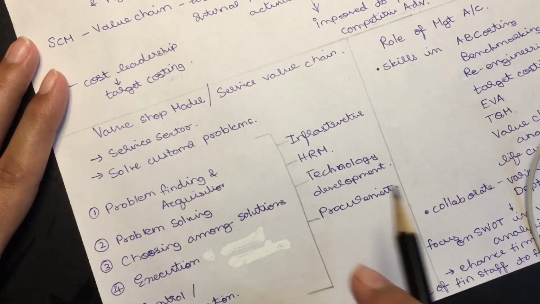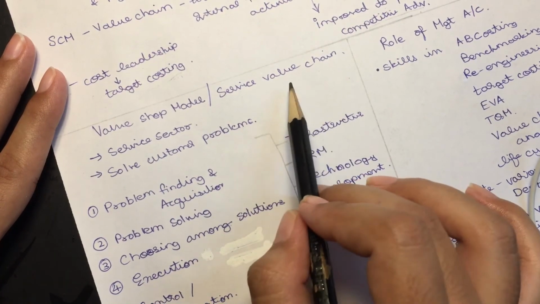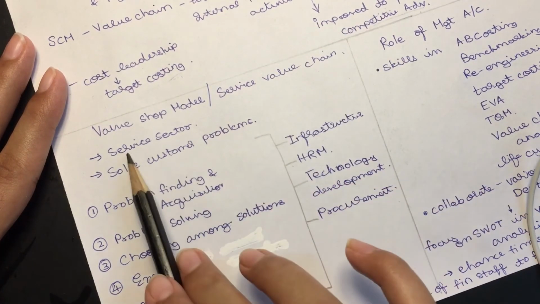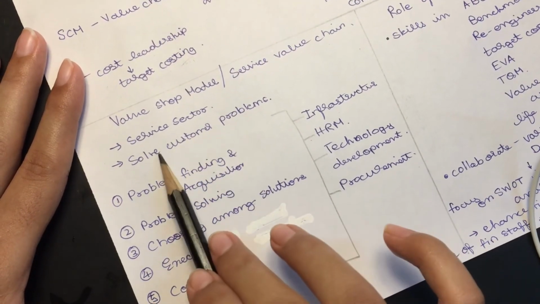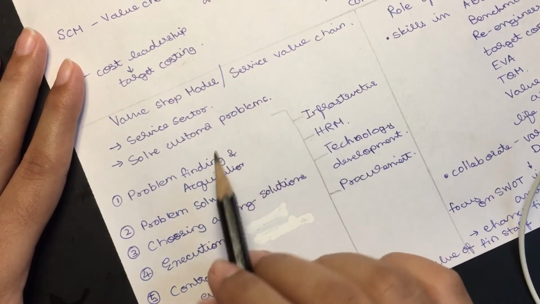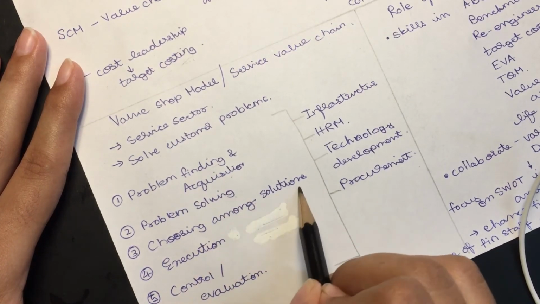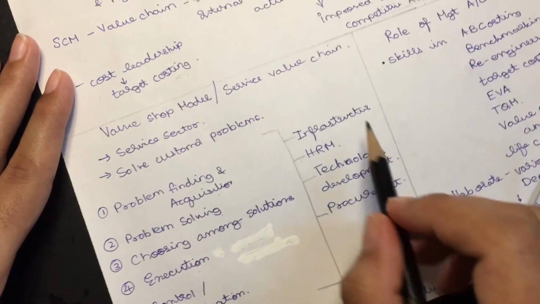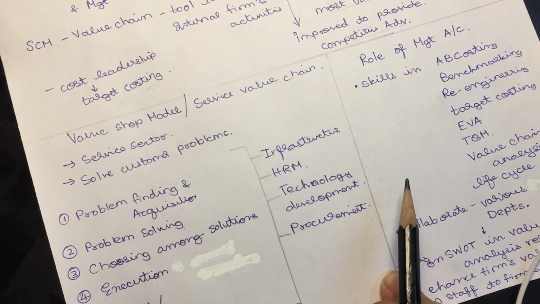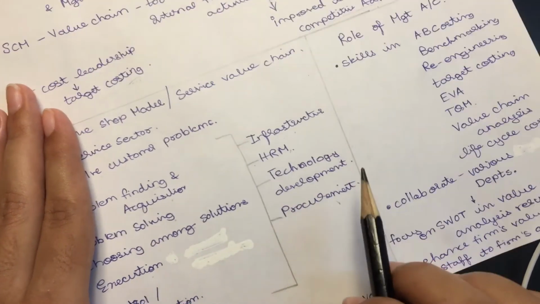Next, you have the value shop model or the service value chain. It is to serve companies in the service sector. Now, this is mostly focused towards solving customer problems rather than creating a product from a raw material. In this, the primary activities are problem finding and acquisition, problem solving, choosing among solutions, execution, and control or evaluation, and the supporting activities are infrastructure, human resource management, technology and development, and procurement.